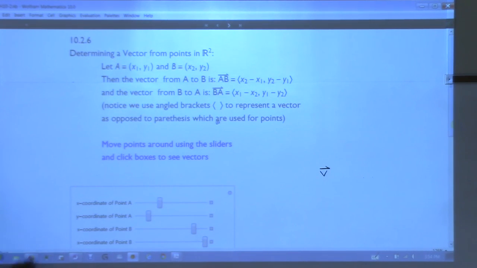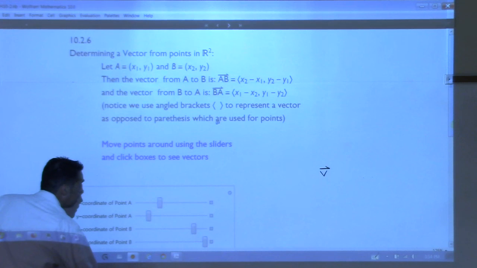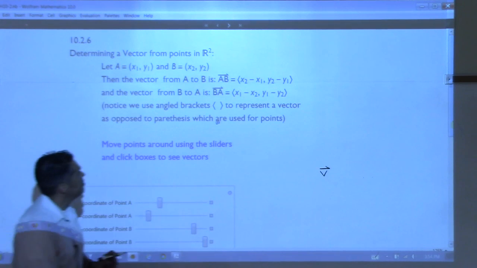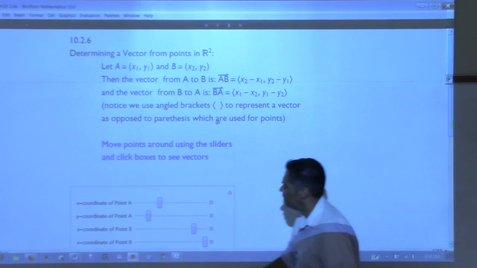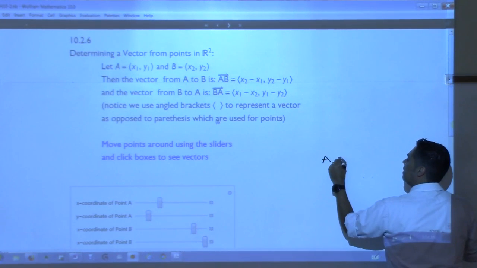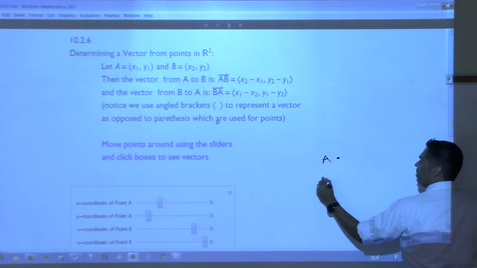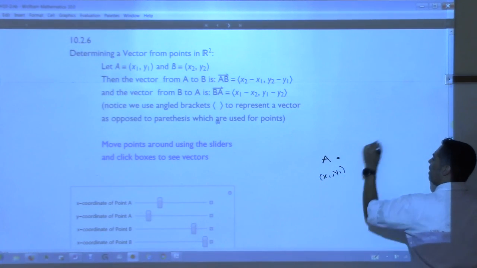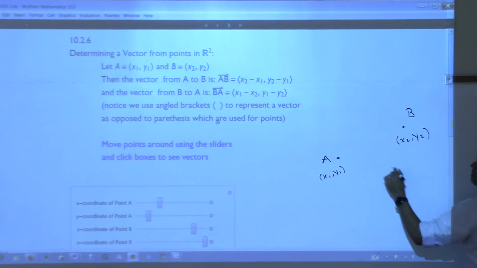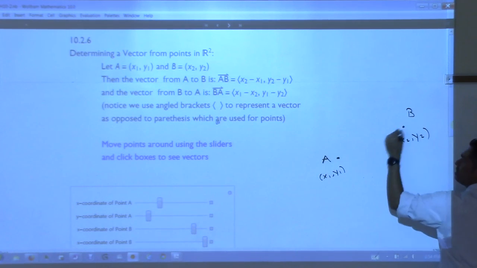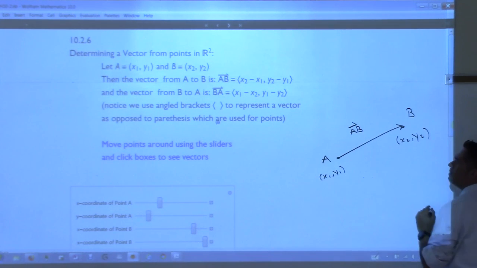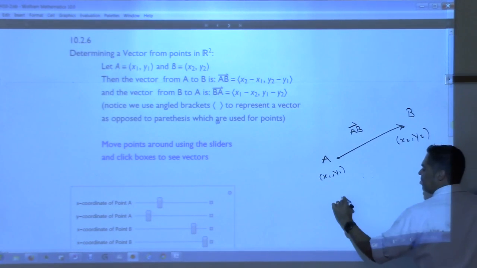All right, now, in terms of how we write vectors, if you are given a vector that connects from one point to another, let me write this stuff down first. So let's say we have a point A, which is the point x1, y1, and we have a point B, which is x2, y2. Then if we want to talk about the vector that goes from here to here, we'll call that the vector A to B, like that.